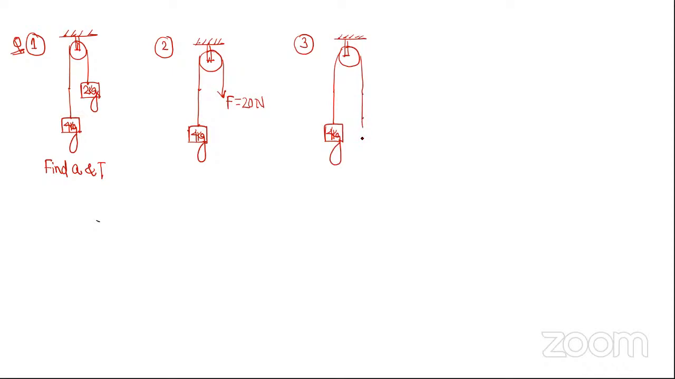Answers will be different. Here is a cat, and this cat's mass is 2 kg. It's given that the cat is at rest with respect to the rope. The question is the same: find out acceleration and tension. Question number 4.